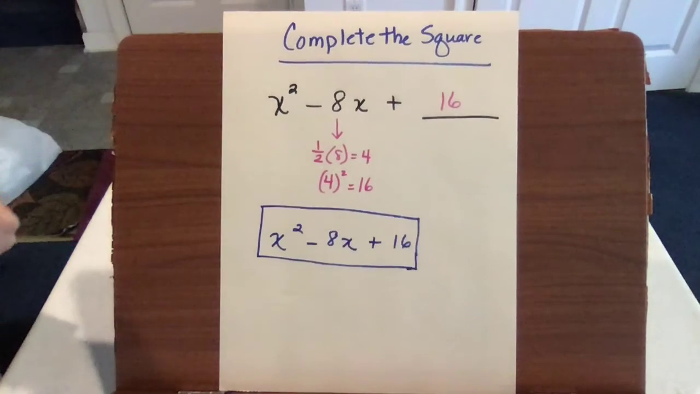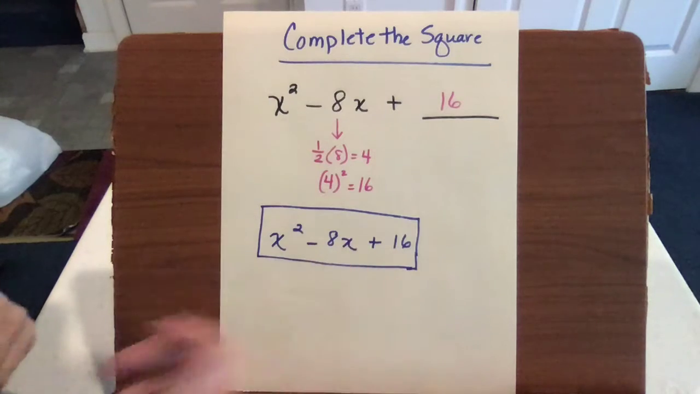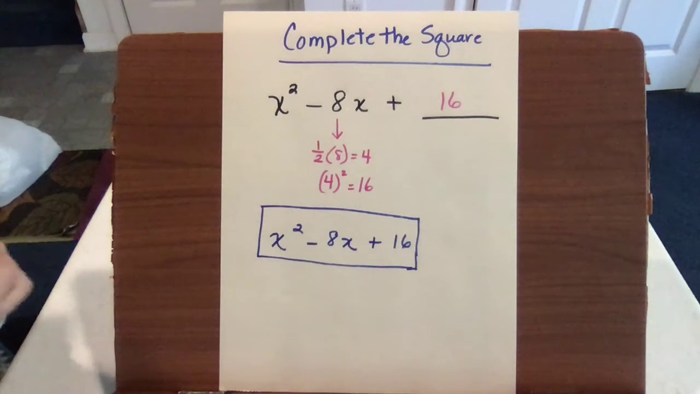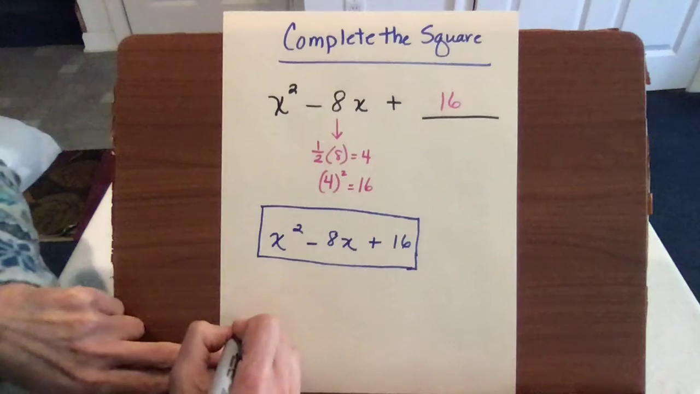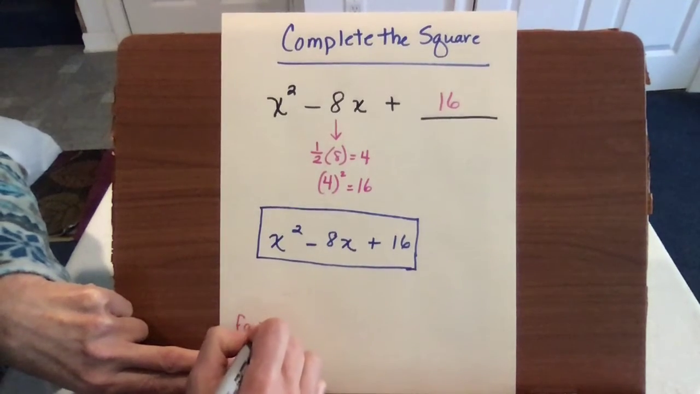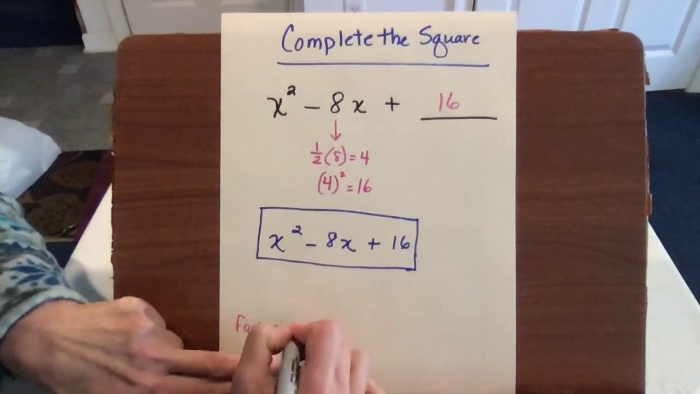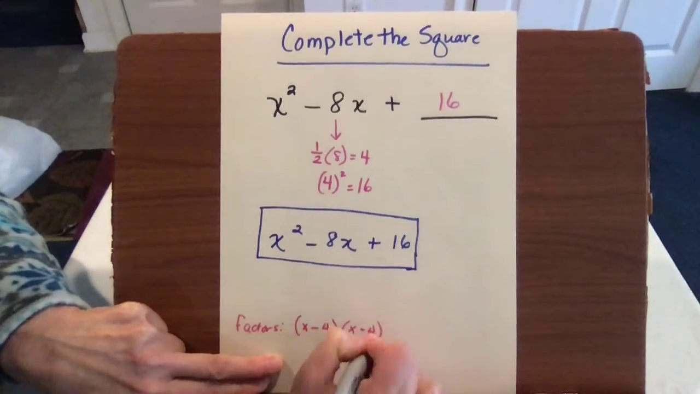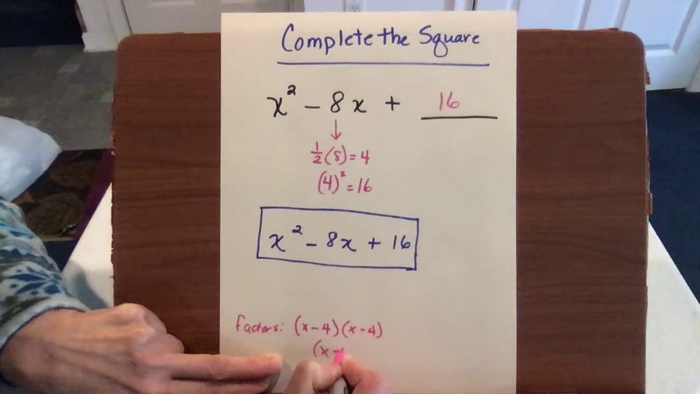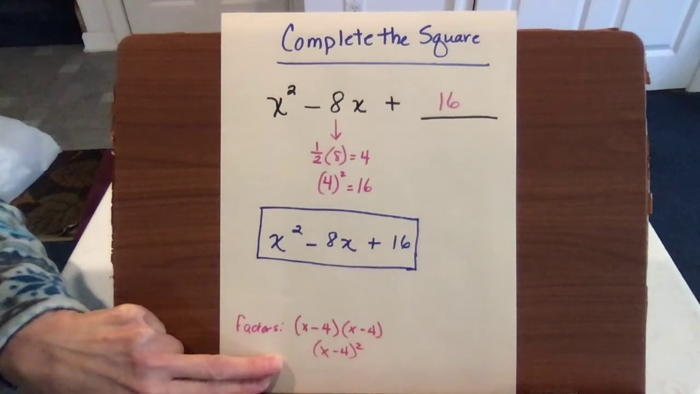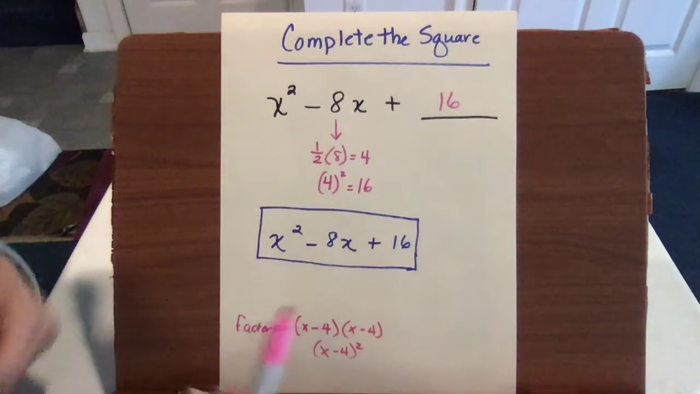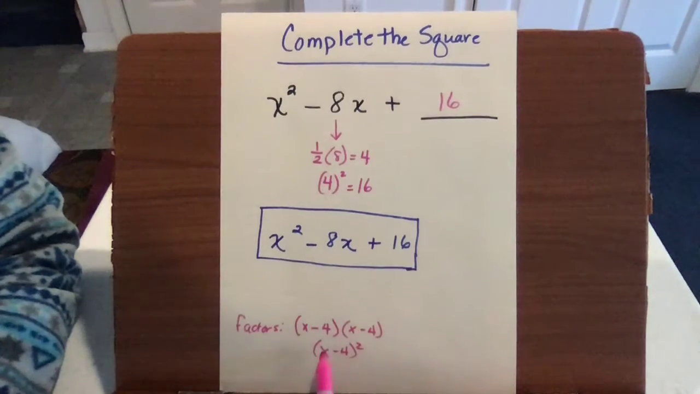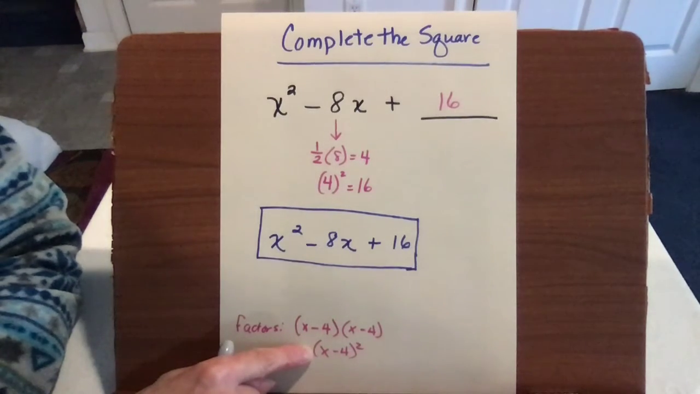Now, the reason we do this is because then we can actually factor this x squared minus 8x plus 16, and the factorization of this would be x minus 4 times x minus 4, which is the quantity x minus 4 squared. All right, so that's kind of why we're completing the square, so we can get it in this form, so our factors can be written this way.